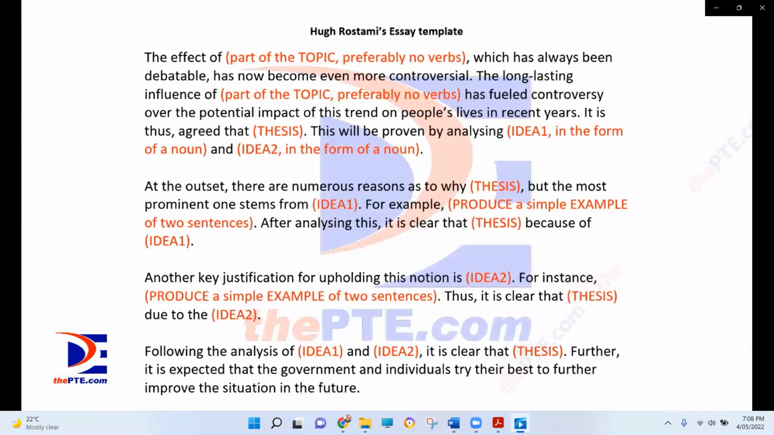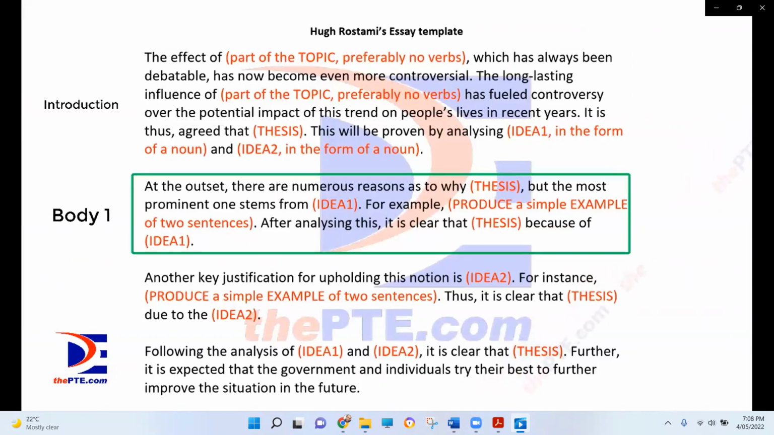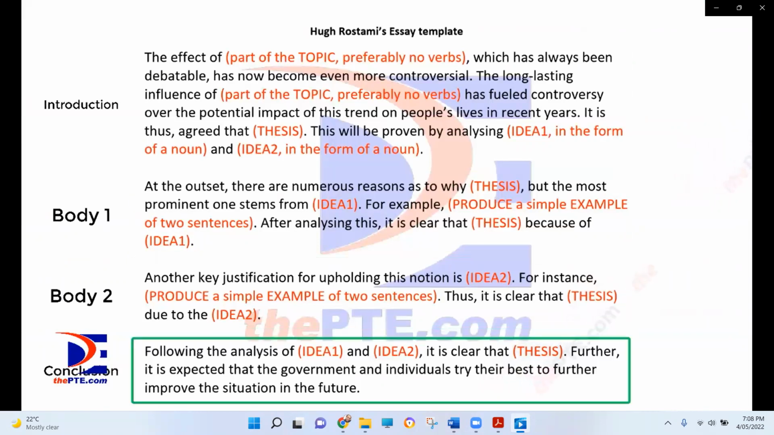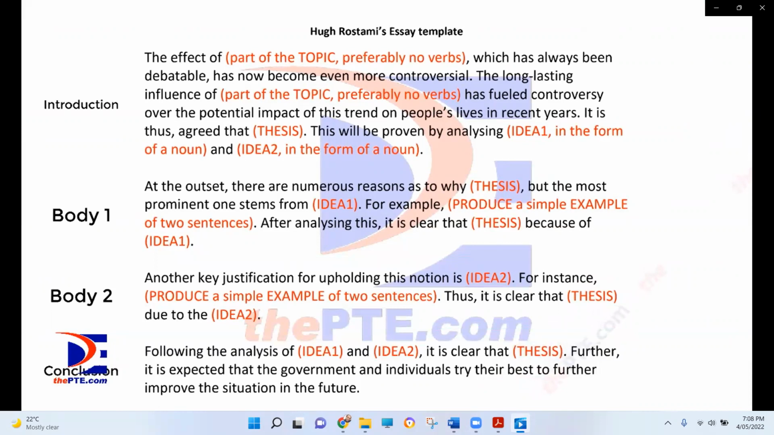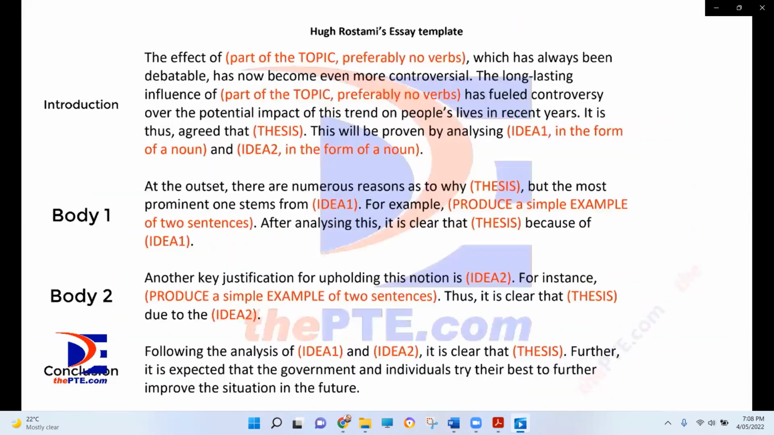Like every standard essay, it has an introduction, body 1, body 2, and a conclusion. Remember, in your essay, once finished, you should have exactly 4 separate paragraphs like this. You need to memorize the sentences in black, and the ones in red, you need to fill with words from the essay topic or come up with an idea of your own. I'll explain about that later.